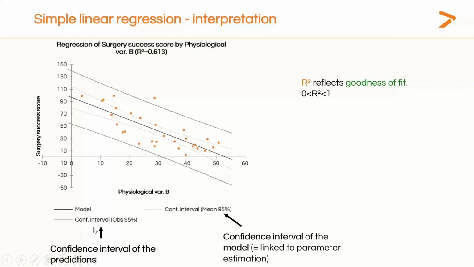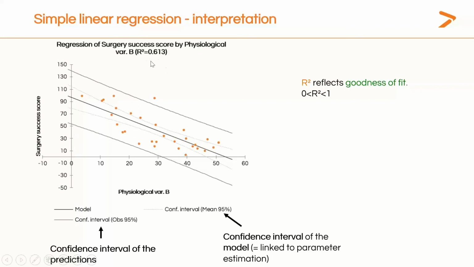This is the confidence interval of the prediction. If you want to use this model for the prediction, this is the uncertainty you will have in your predictions. So this is maybe not a very appropriate model to predict new outcomes of surgery success scores, as the confidence envelope for prediction is very, very thick.